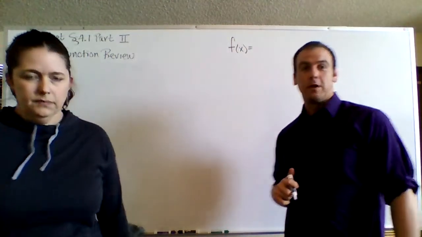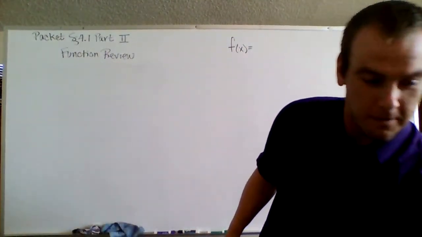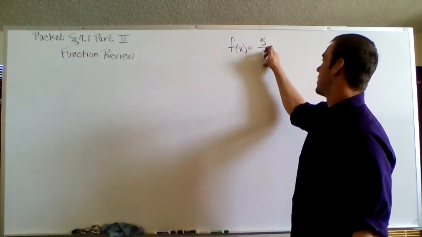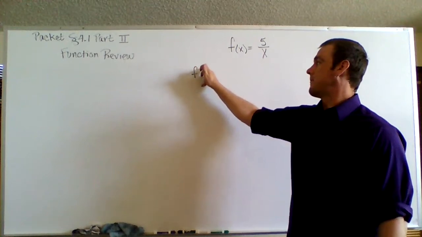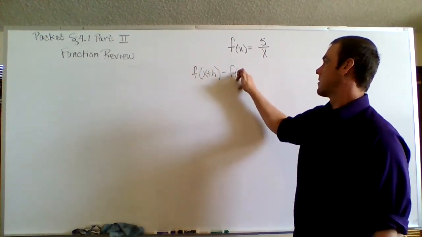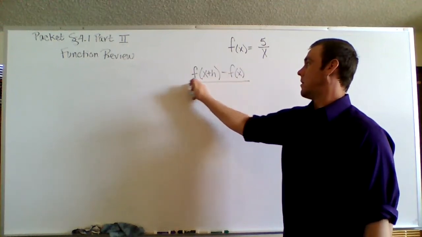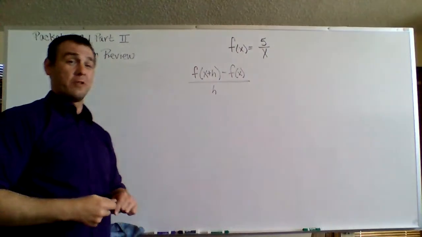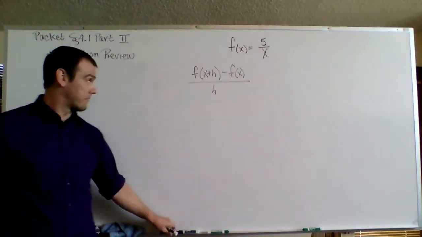All right, so this time we're going to do f of x equals 5 over x. We're going to have to find f of x plus h minus f of x, all divided by h. Same thing as before, but now you're just dealing with a fraction, and fractions are fun.